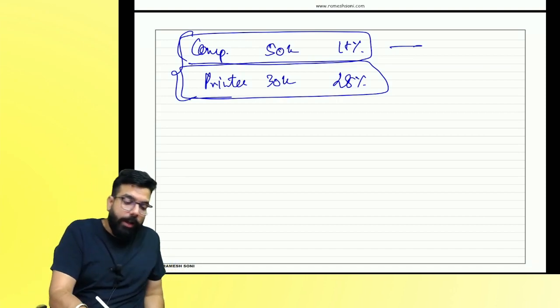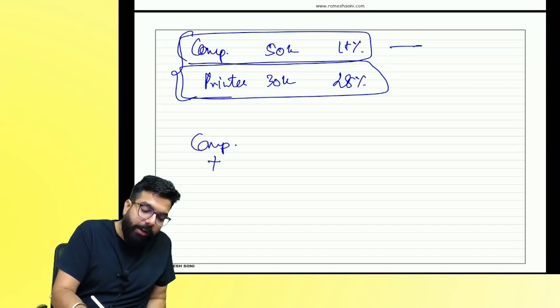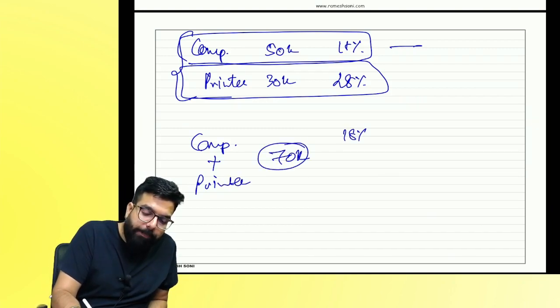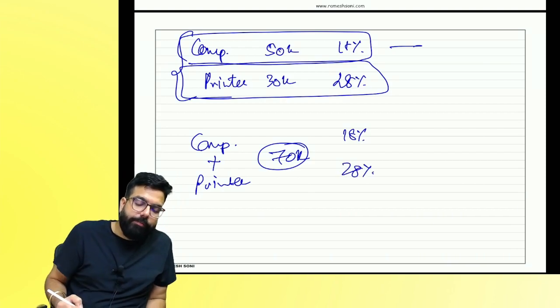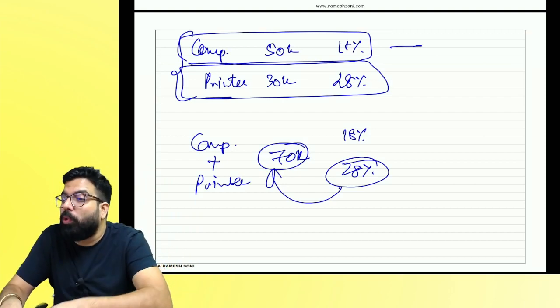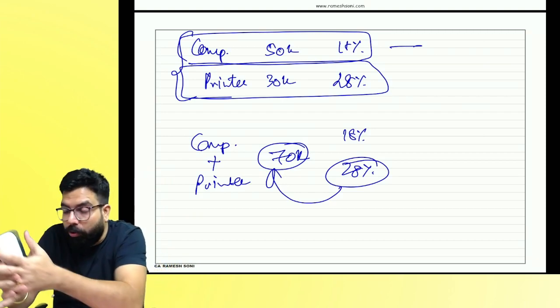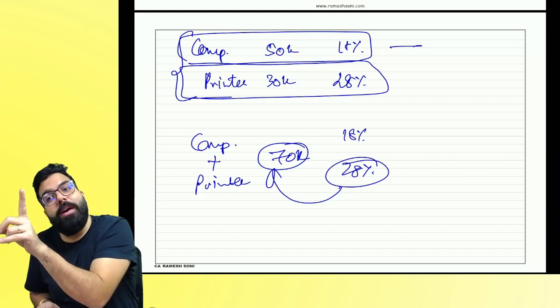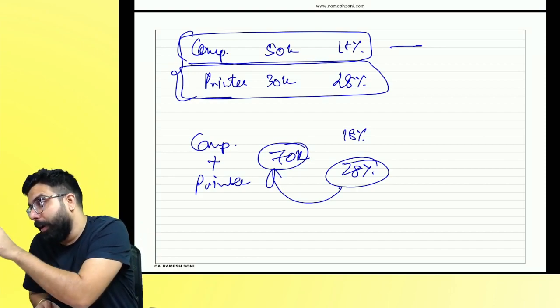Now, I gave computer plus printer and I told you, give me 70,000 only. Now, will you apply 18% or 28%? 28. Highest rate, 28. Mixed is when you join two unnatural things and you give them for what, everyone? One price. Is my point clear?